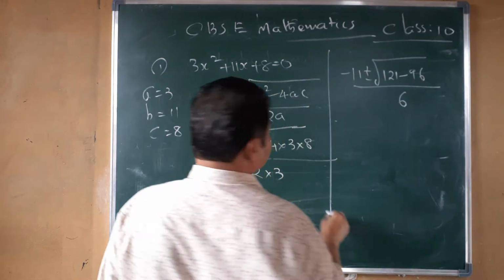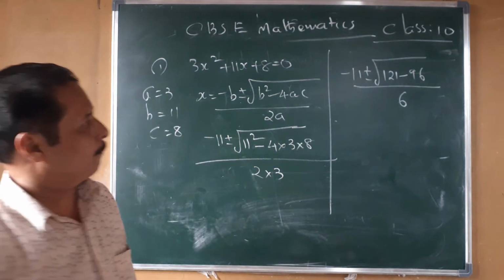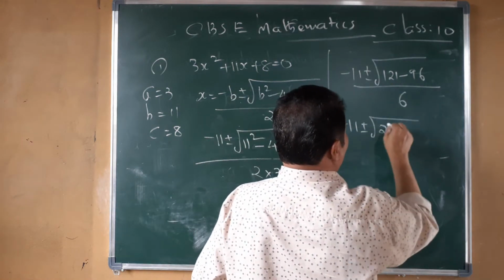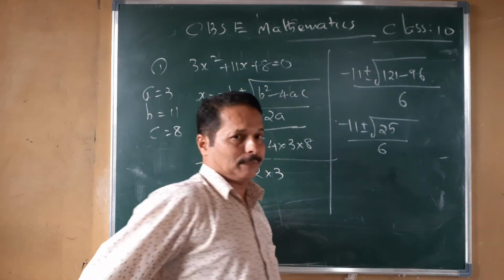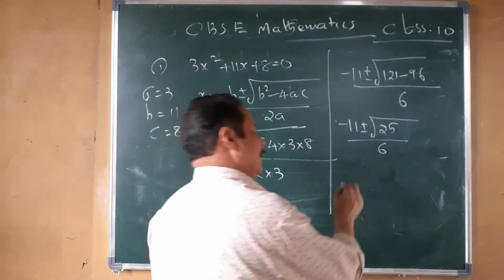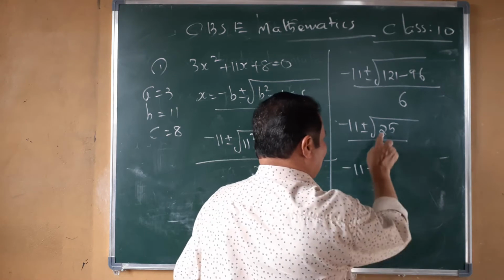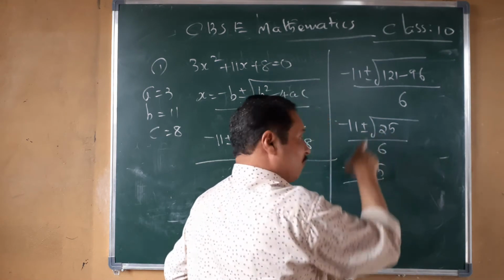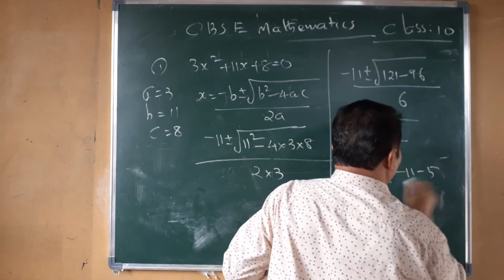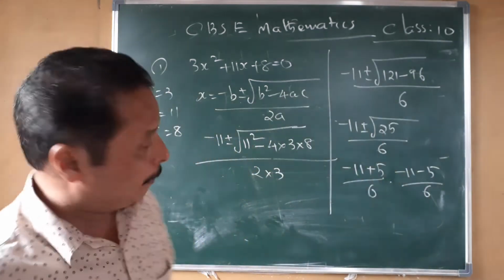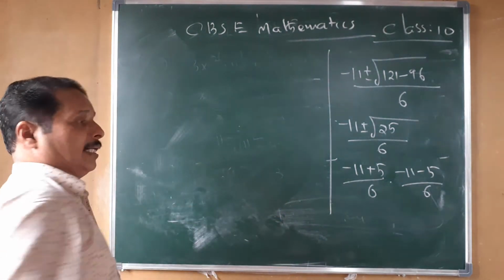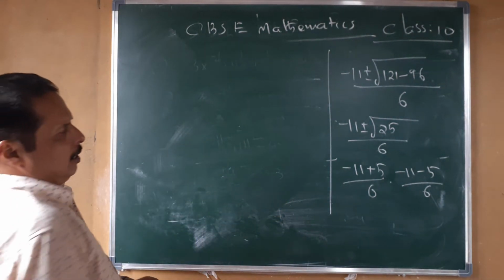Is it clear? Now minus 11 plus or minus, if you subtract you get 25, divided by 6. 121 minus 96 is 25. That is minus 11 plus 5. Root 25 equal to 5. One of the answers. Another one is minus 11 minus 5 by 6, because root 25 is plus 5 or minus 5. That you already studied.